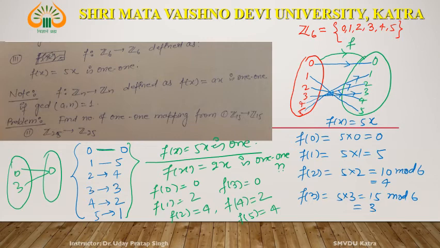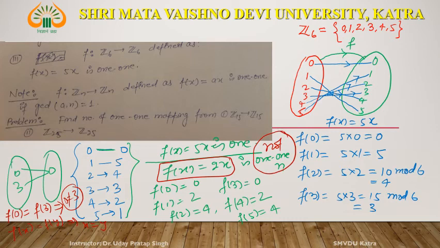Why? See why. What is f of 0? F of 0 and f of 3. What definition says that? f(x) equal to f(y) implies that x equal to y. This is the definition of 1-1. What is f(0) and f(3)? Both are equal. Whether 0 equal to 3? No. This is not true. Hence, this function is not 1-1. This is not 1-1. Right?